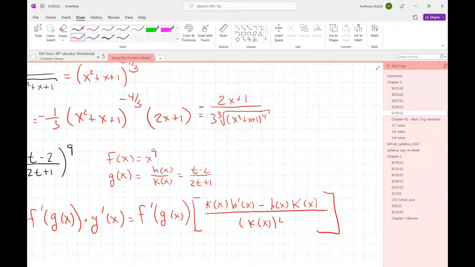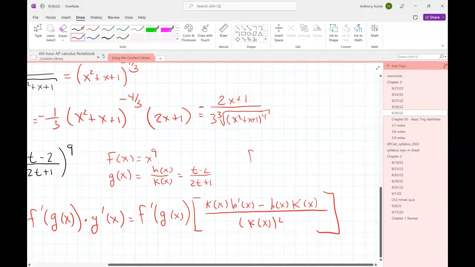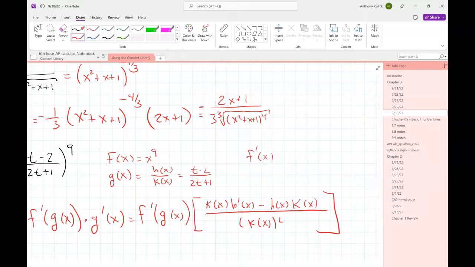Everybody's cool with that? So the advantage here is that to write my answer out, all I need now are the derivatives for f, h, and k, which are all easy to do because they're all polynomial. So the derivative for f, for h, and for k.